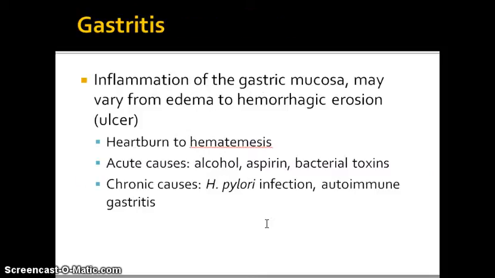Gastritis is when we have irritation and inflammation to the gastric mucosa, or the cells along the stomach lining. This can be anything from causing edema to actual bleeding ulcers or hemorrhagic erosion. Patients will often complain of heartburn, and it could even get as serious as vomiting blood, or hematemesis. Some acute causes include excessive alcohol intake, poor aspirin use, or even bacterial toxins. People can also have chronic gastritis, and this is usually linked to H. pylori infections or even autoimmune disorders.